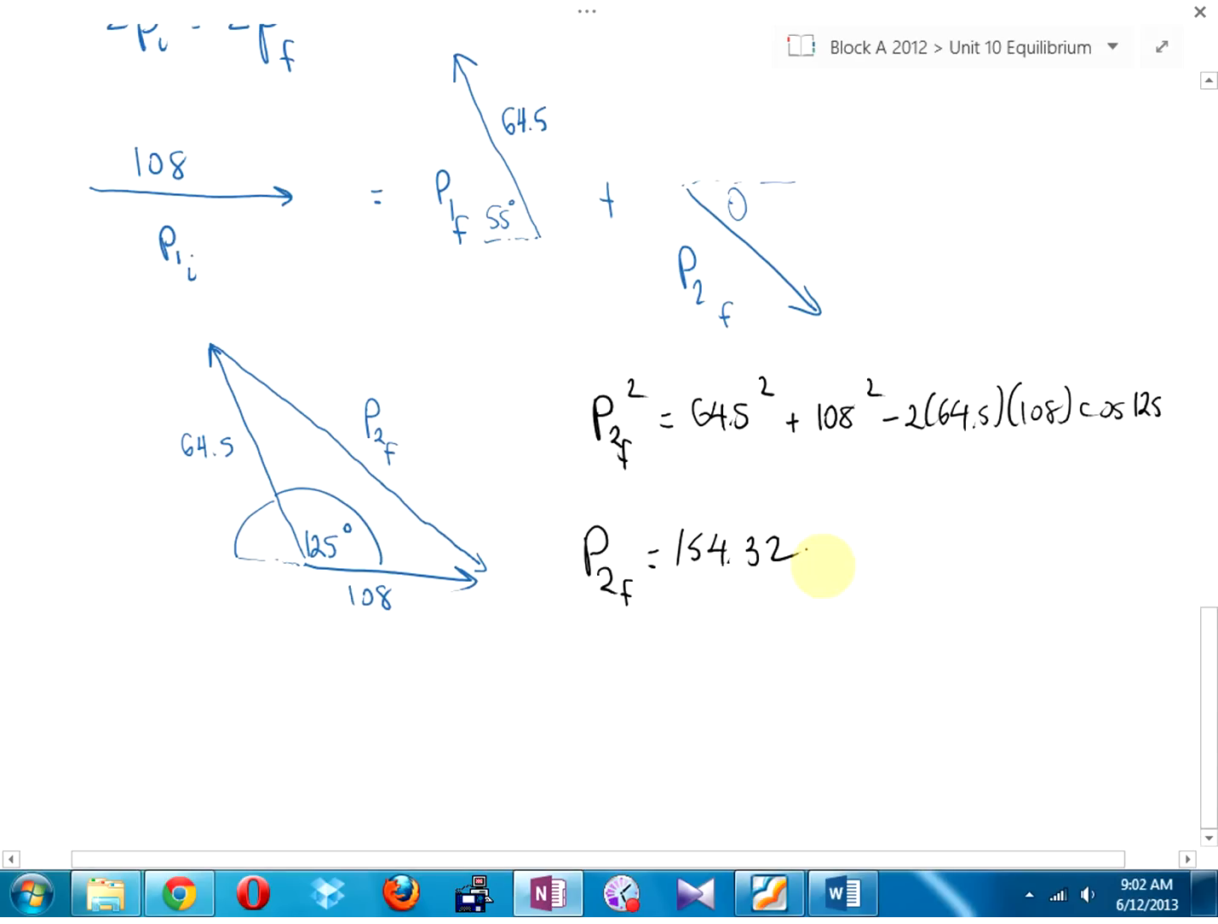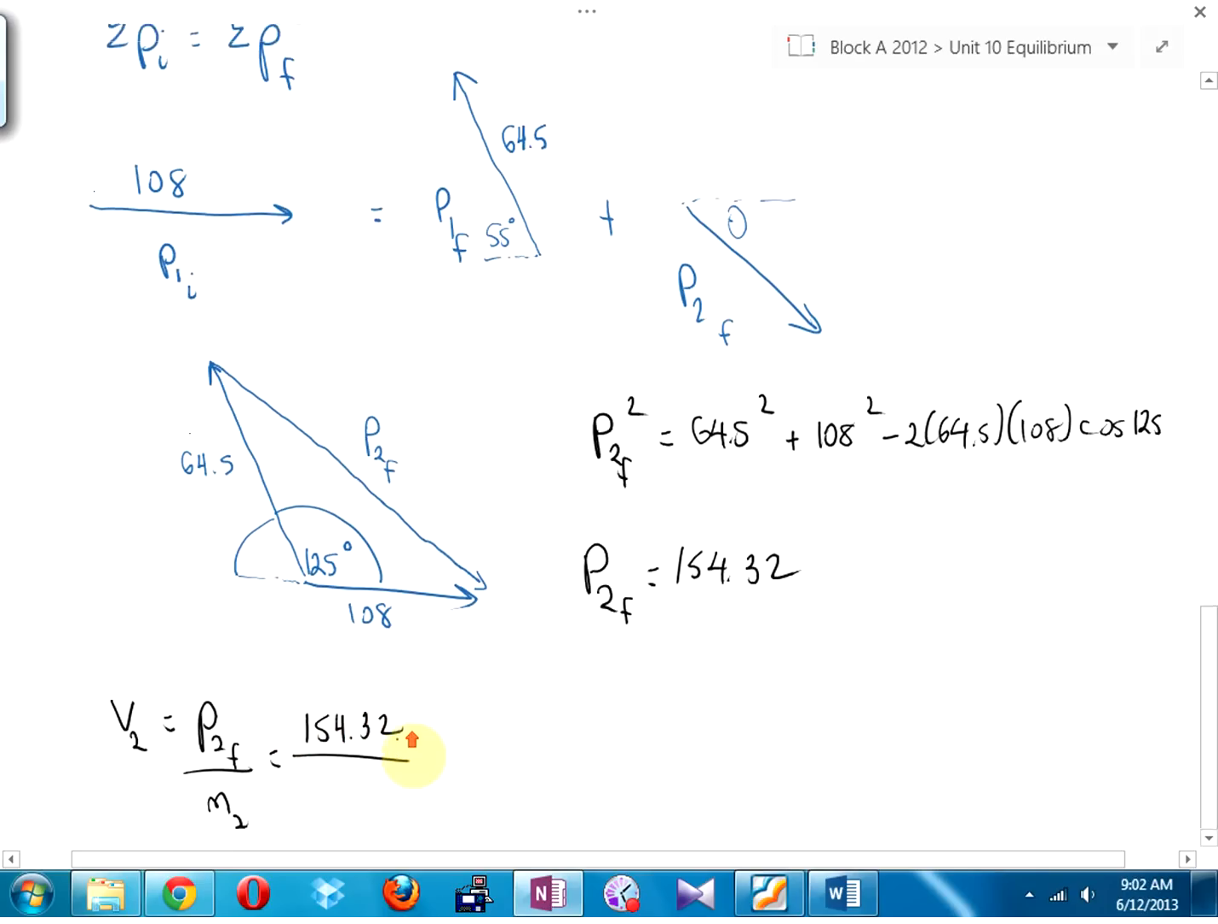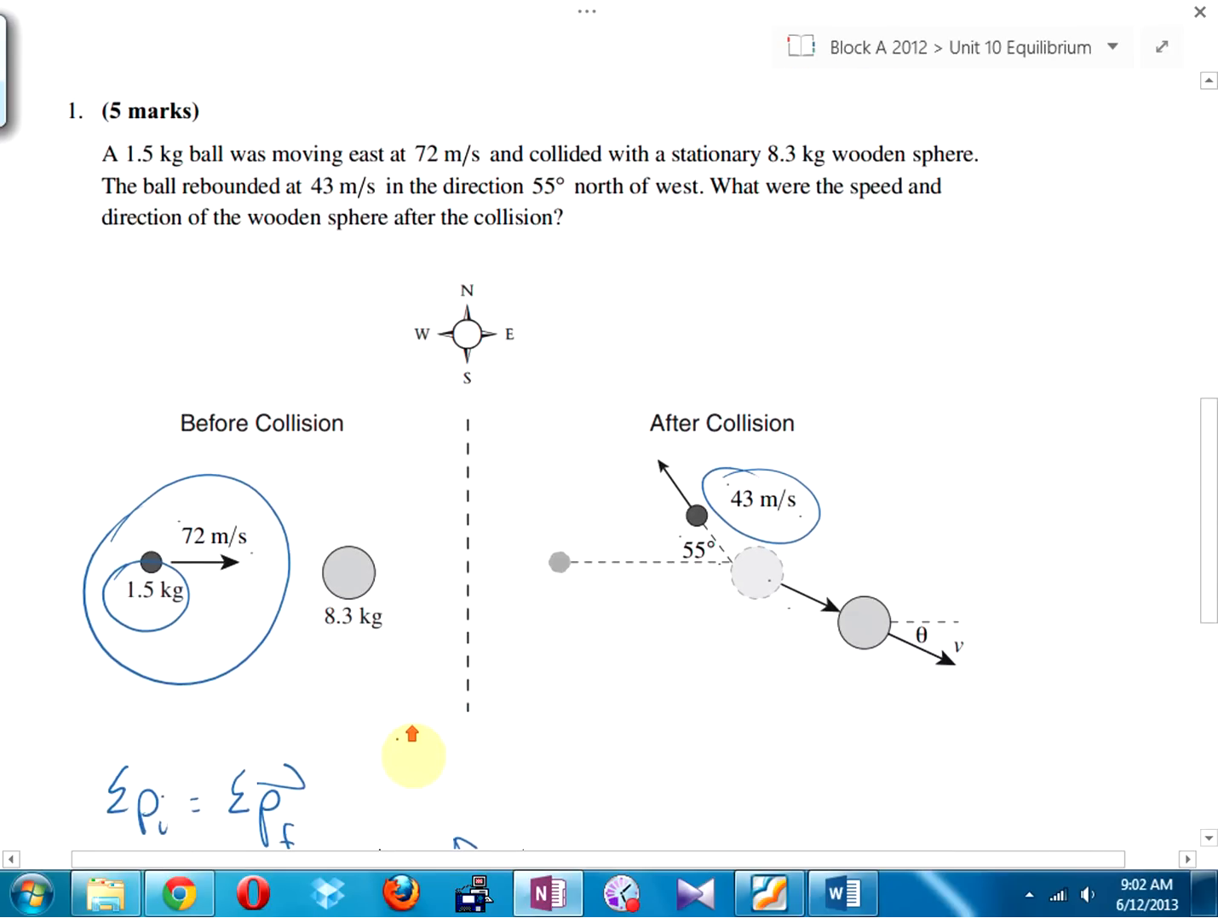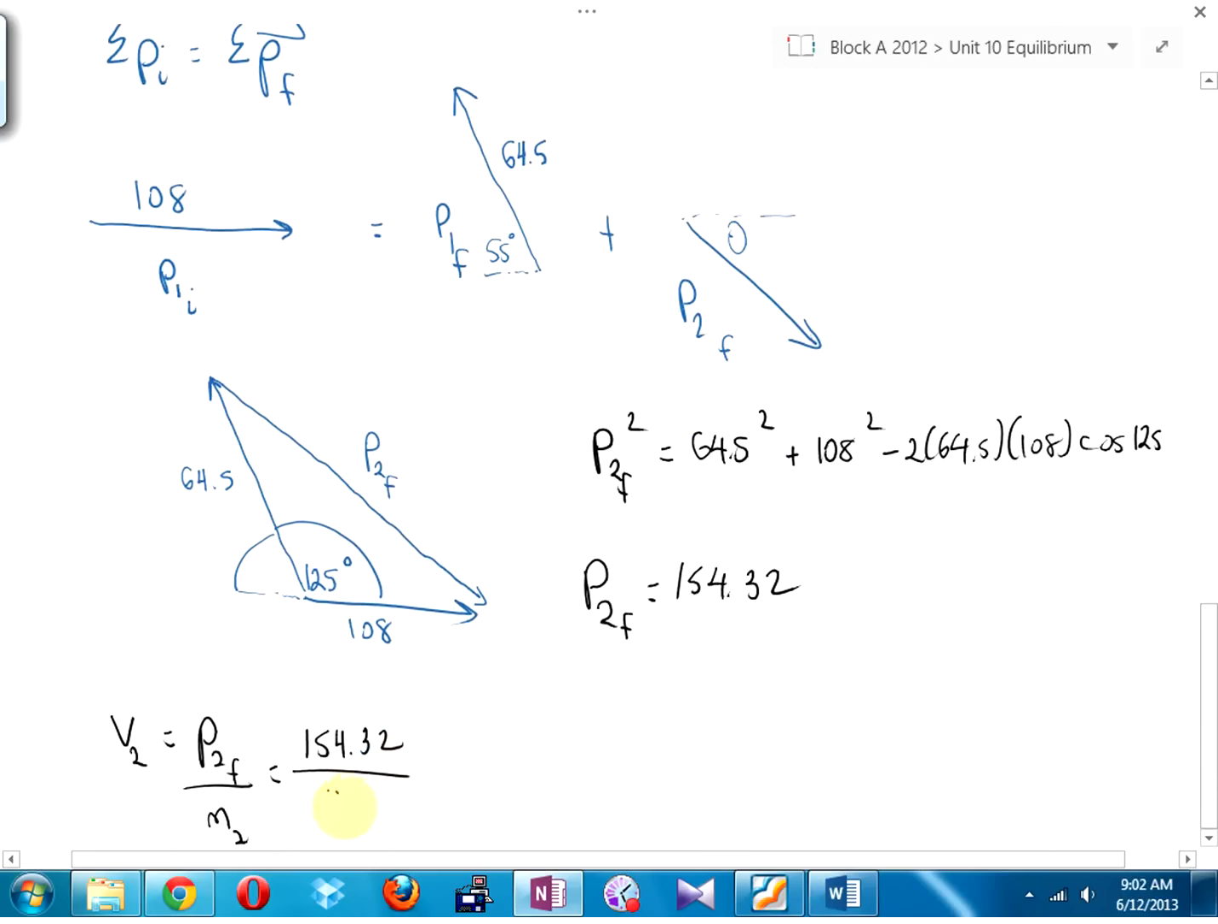That's not what they asked me to find. They asked me to find the velocity. If I know the momentum, how can I find the velocity? Okay, so the speed of object 2 is going to be the momentum of object 2 divided by mass 2. It's going to be the number you have still on your calculator divided by, now mass 2 was from the top there, can you read how big? Or from the picture? 8.3. What's the speed? 18.6 meters per second.